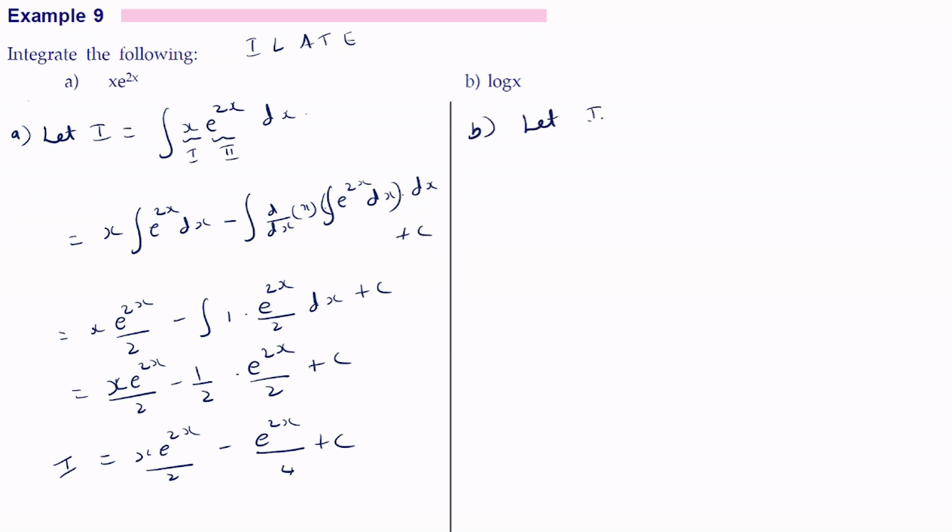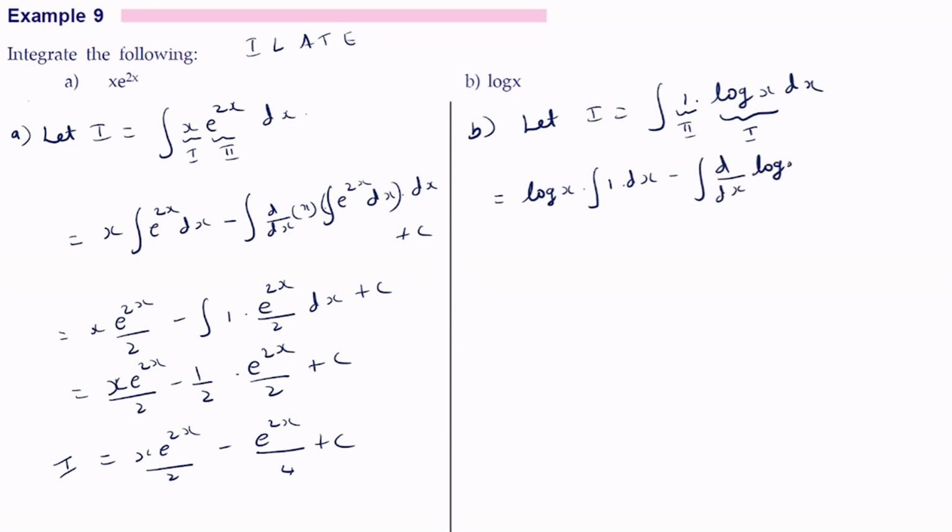So let us take I equal to integral log x dx. This log x is nothing but 1 into log x. So here according to this order, we can take log x as the first function and the constant 1 as the second function. So this is log x into integral 1 dx minus integral derivative of the first function, derivative of log x, into integral 1 dx plus c.